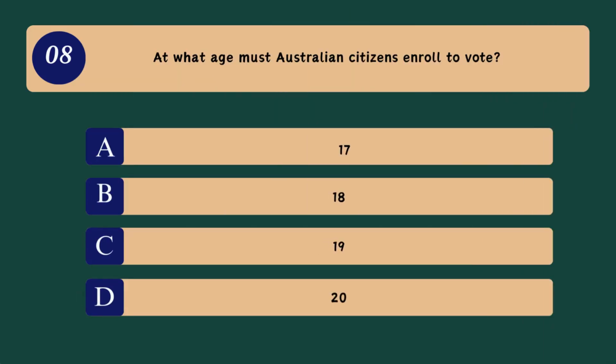Question 8. At what age must Australian citizens enrol to vote? A. 17. B. 18. C. 19. D. 20.